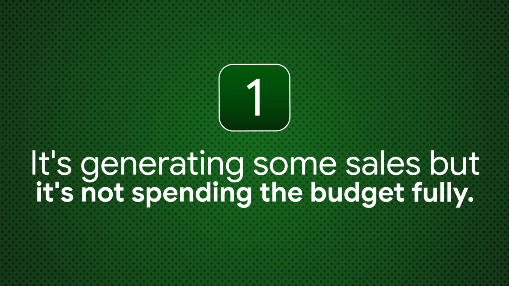Number 1. You set it at 45 and it's generating some sales, but it's not spending the budget fully. Let's say it spends only $200 out of 1K. I would gradually increase the bid by $1 until you get to the point that it is spending budget fully while still getting good results.